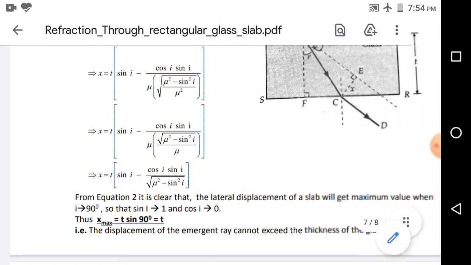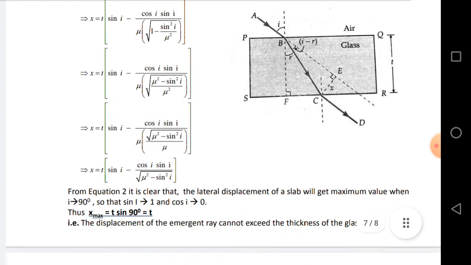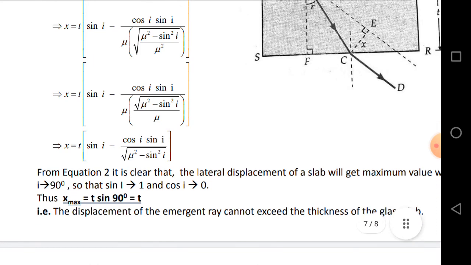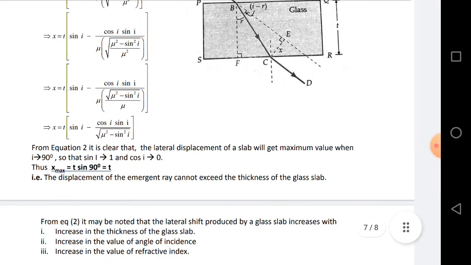Then the lateral displacement will become maximum if the angle of incidence is maximum, or 90 degrees. If i is 90 degrees, sin i tends to 1 and cos i tends to 0, so we get X equals T sin 90 degrees. Then the maximum value of X is the thickness. So the displacement of the emergent ray cannot exceed the thickness of the glass slab.